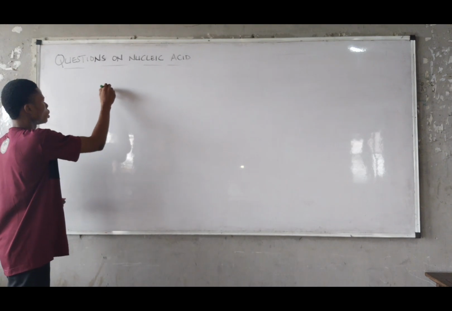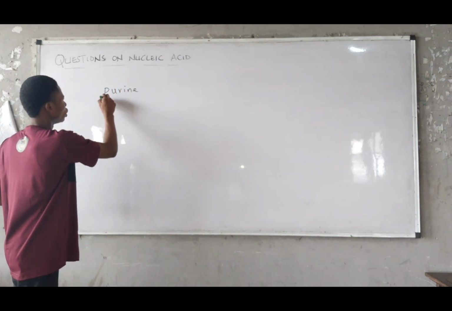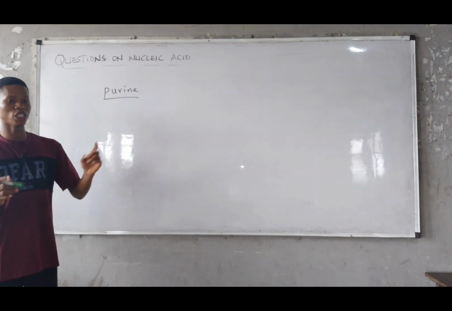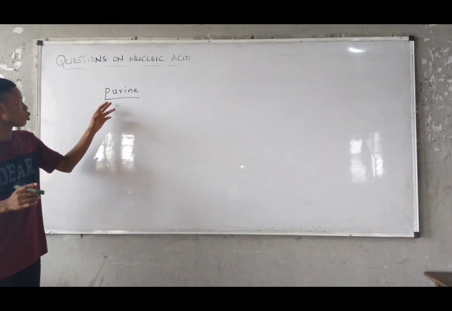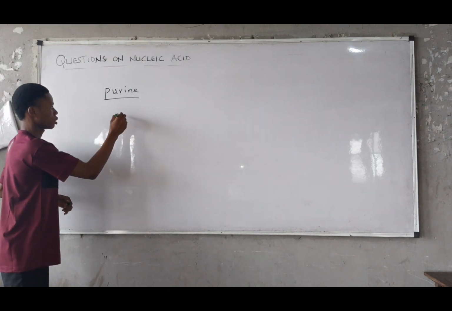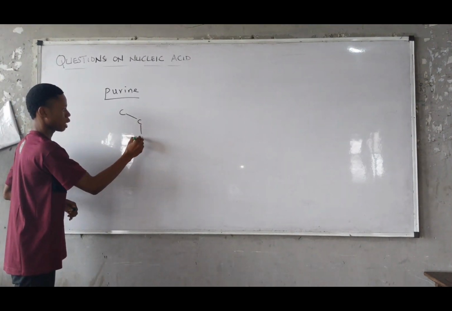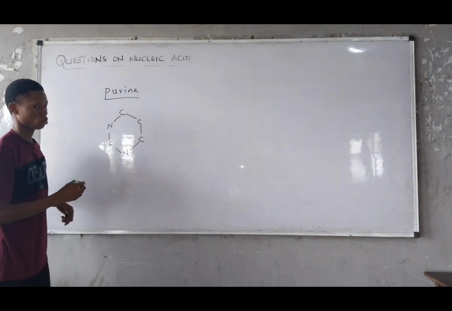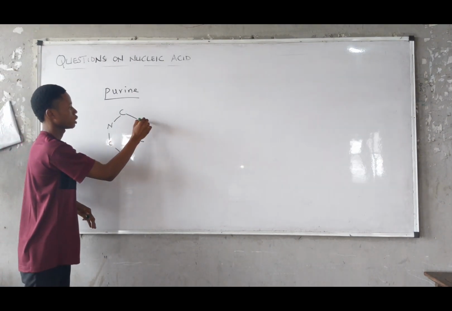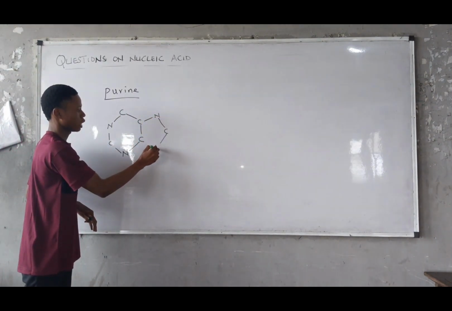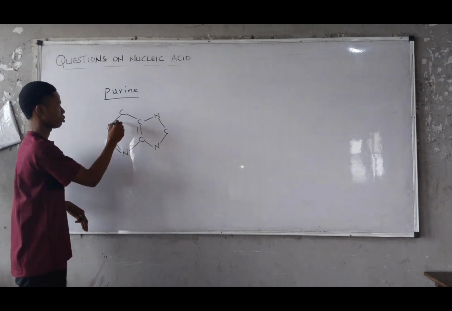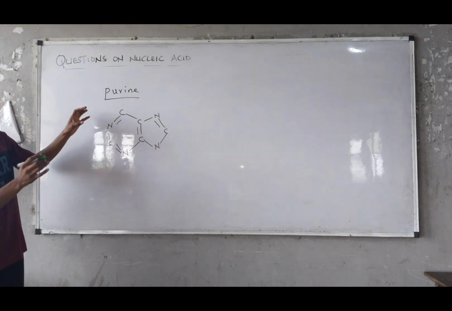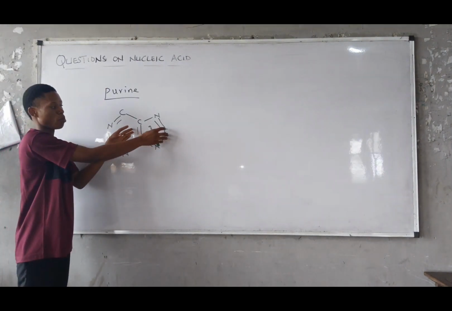One thing we should note is that the purine is a fused ring, two rings combined, while the pyrimidine is a single ring. So the simplest way to draw a purine ring is carbon, carbon, carbon, nitrogen, carbon, nitrogen, carbon. This is the first ring. The next ring, nitrogen, carbon, nitrogen, carbon. This is your purine ring. As you can see, it's actually a fused ring, a 6-membered ring and a 5-membered ring.